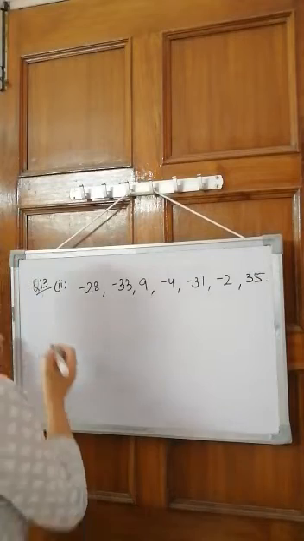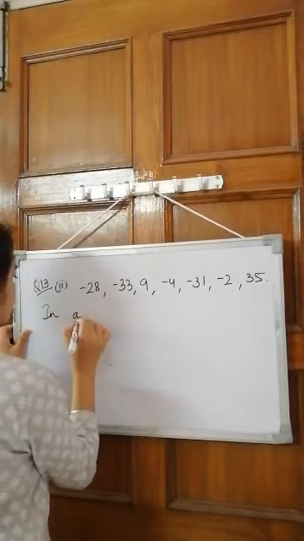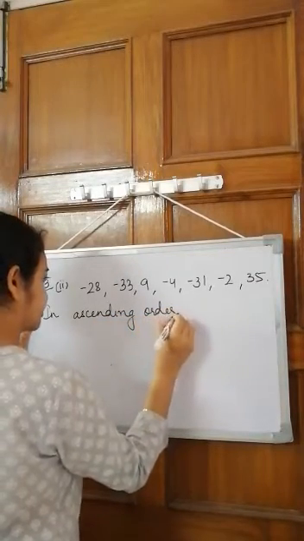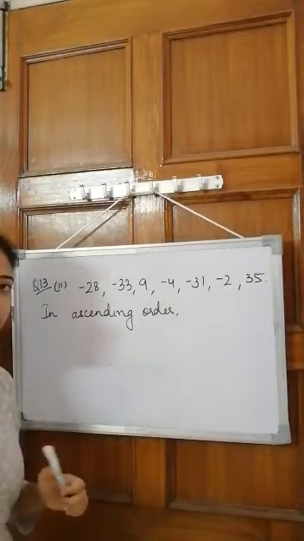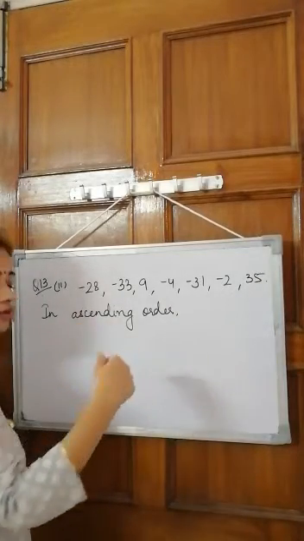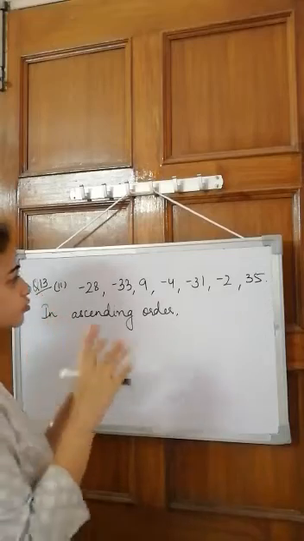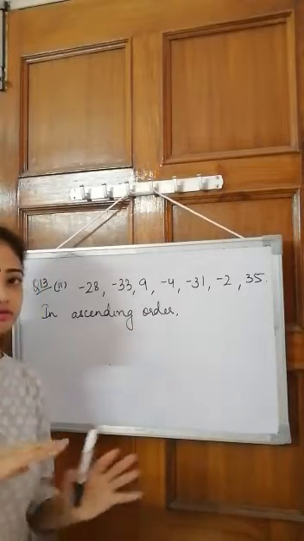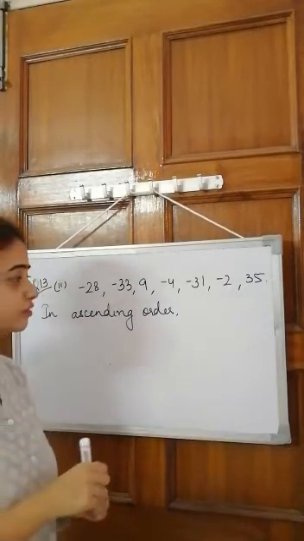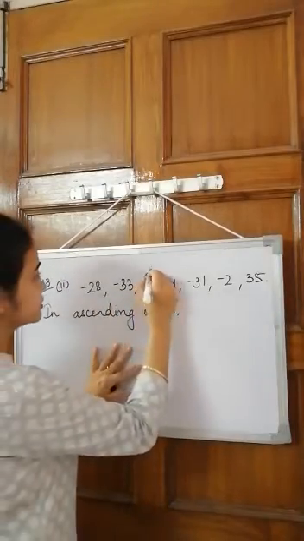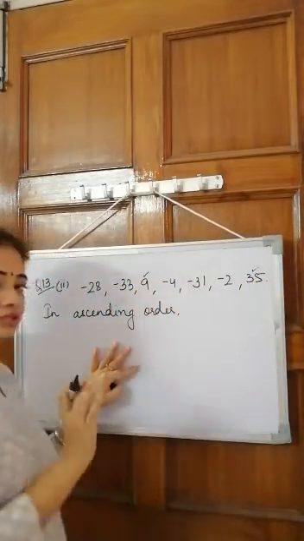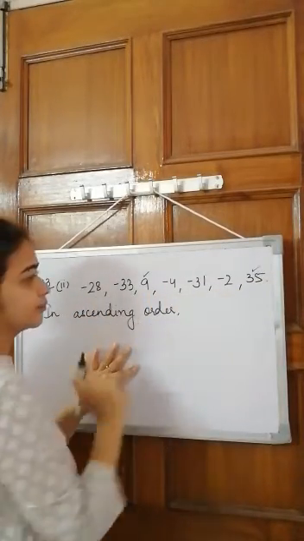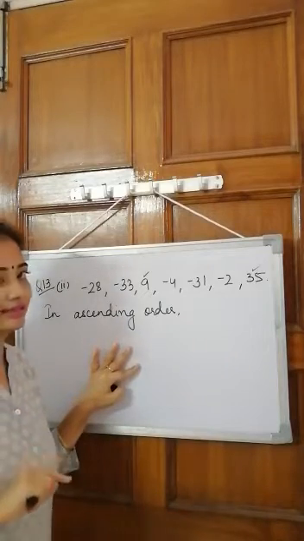Now you have to arrange in ascending order. So what is ascending? Ascending means from smaller to bigger. Ascend means increasing. To find the smallest number here, I am first marking a small tick on all the positive numbers, so I know I don't have to take them right now. 9 is positive and 35 is positive, so you don't have to consider these two numbers. We will now see all the negative numbers and find the smallest negative number.